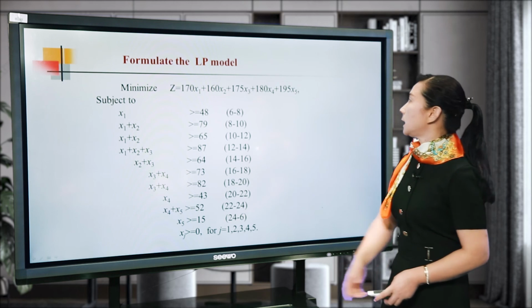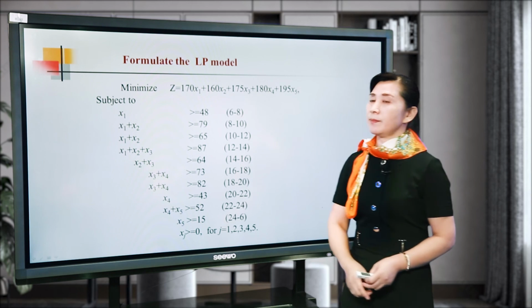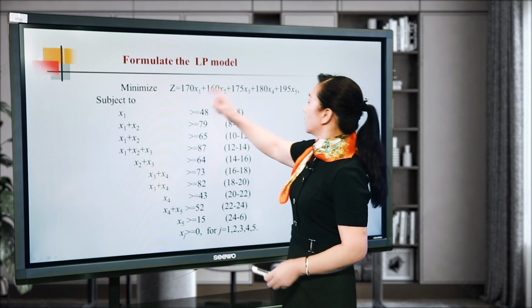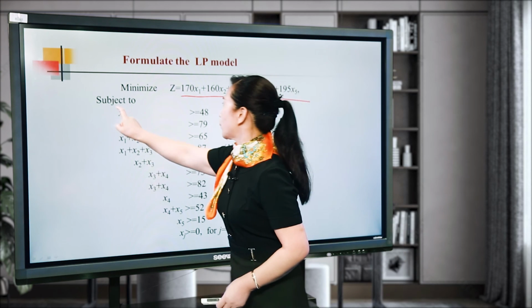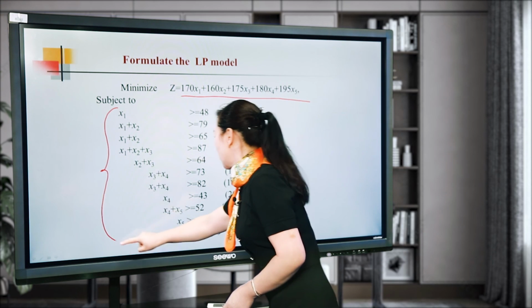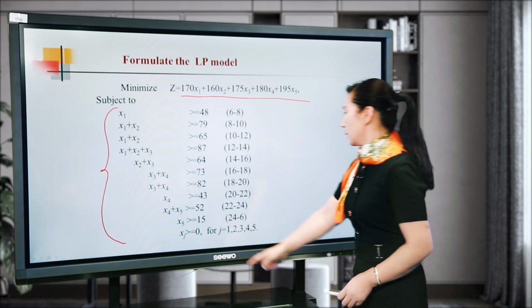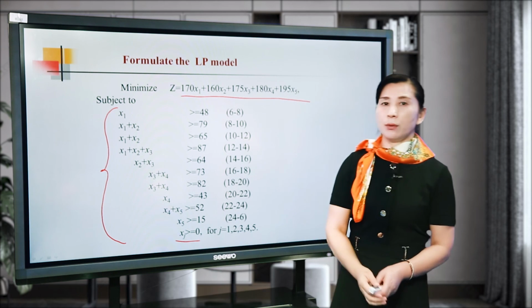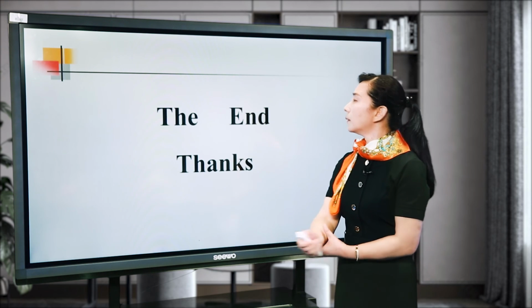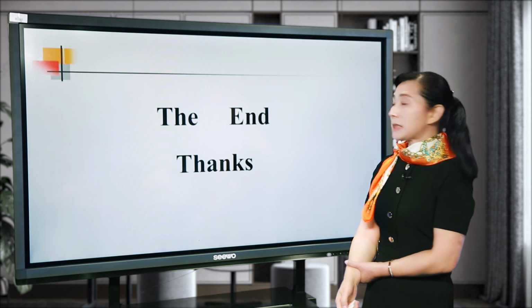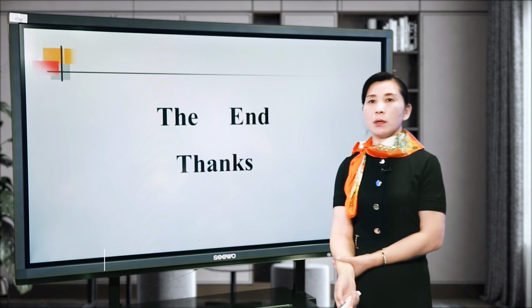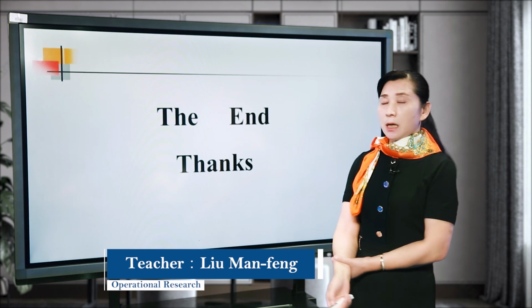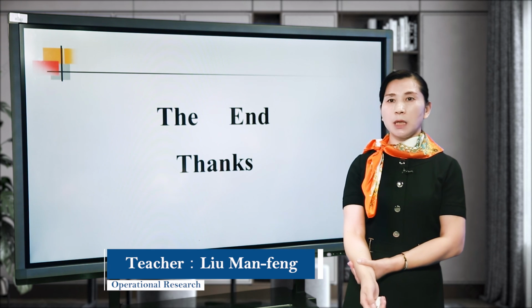So we summarize the model of this problem. The objective is to minimize the cost Z, subject to these constraints, and xj is greater than or equal to 0. So in these lessons, we have introduced 4 examples to tell you how to set up or build linear programming problems.